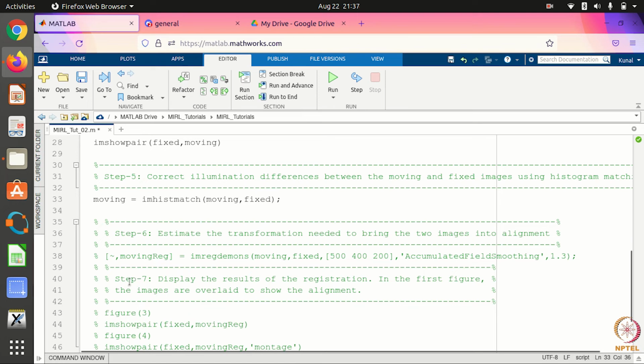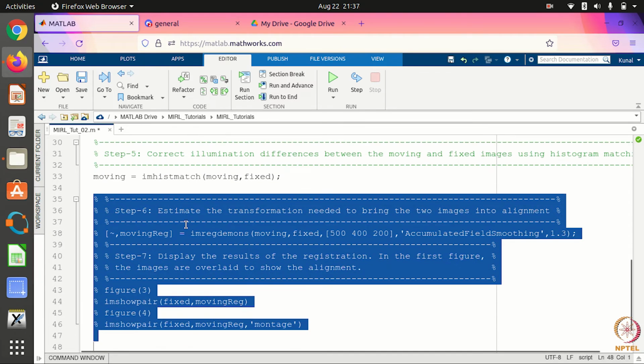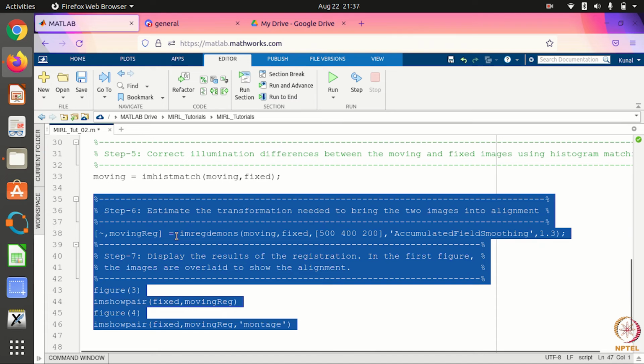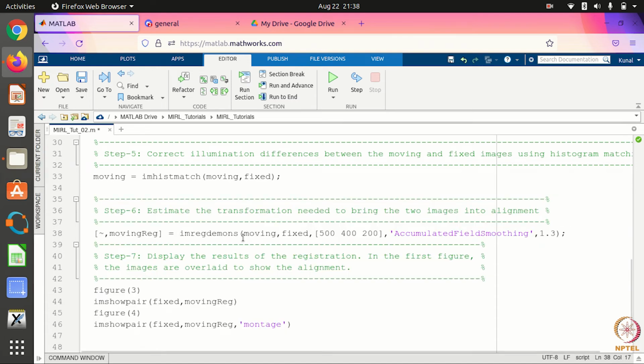The next step is to estimate the transformation needed to bring the two images into alignment. For that, the command used in MATLAB is imregdemons. This is an inbuilt function in the MATLAB Image Processing Toolbox, which implements the demons algorithm.